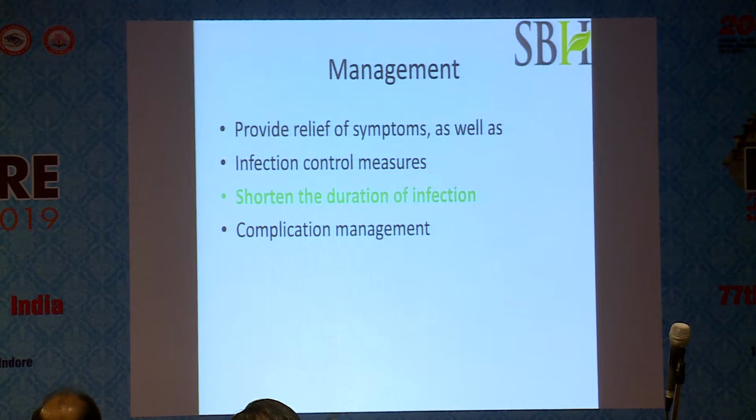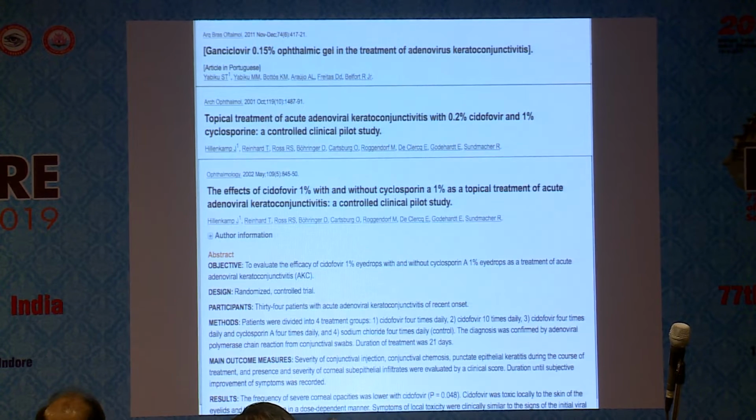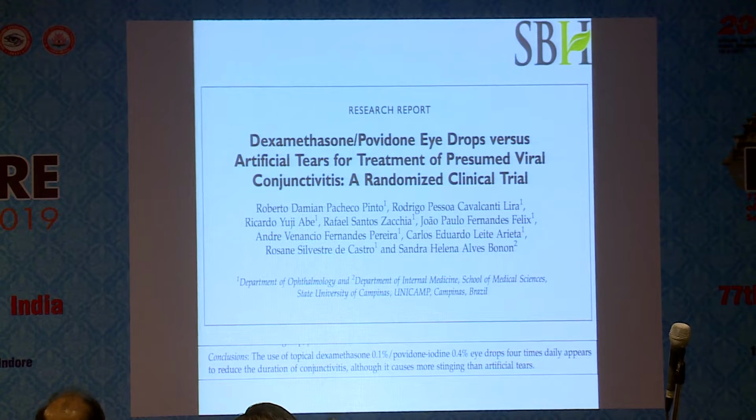Next important thing: as I said, it's highly infectious, and the infectious period is around 2 to 3 weeks. We need to shorten the duration, for which various drugs have been tried like ganciclovir and cidofovir, but none of these drugs were found to be that effective. Recently, povidone iodine is showing good results in these cases, and ongoing research is on povidone iodine in different concentrations.